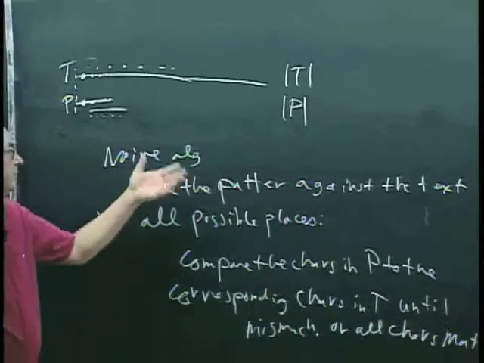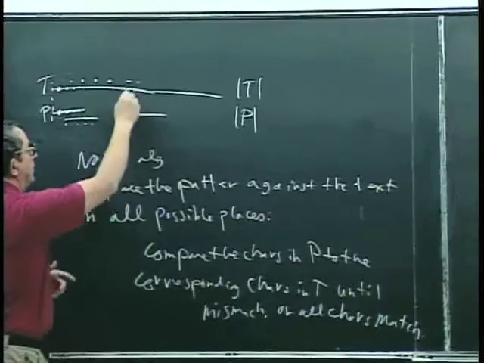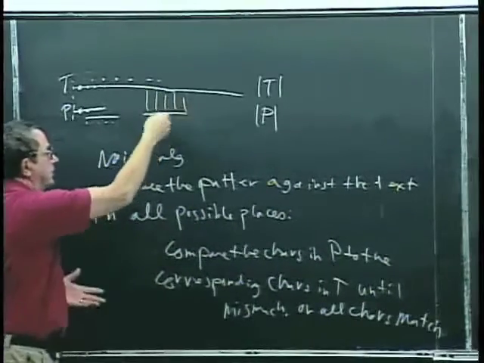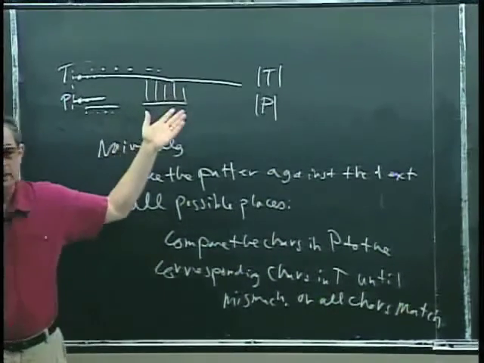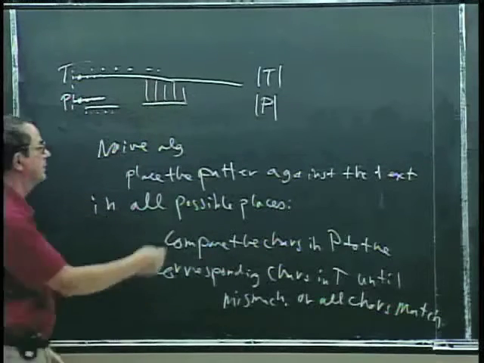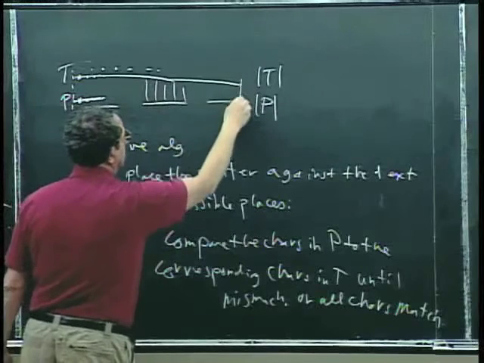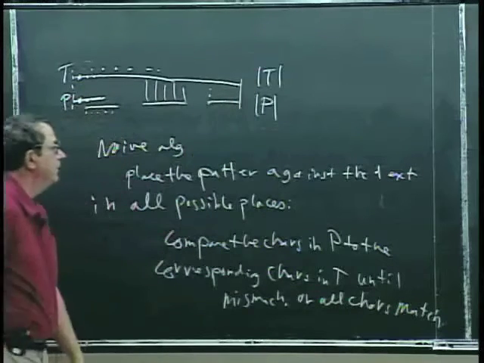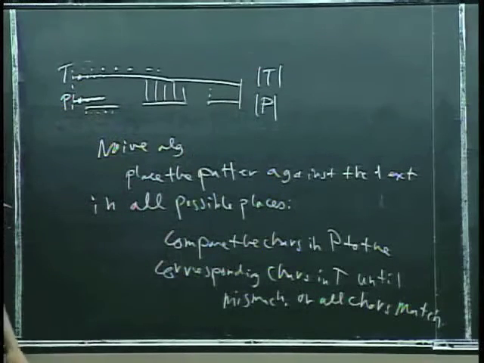And again, if you put the pattern down in a place where all characters match, then that's certainly an occurrence of the pattern inside the text. Otherwise, it's not an occurrence. And if you've covered all the possible starting places, up to the very last one, then you've certainly found all the occurrences of the pattern inside the text.